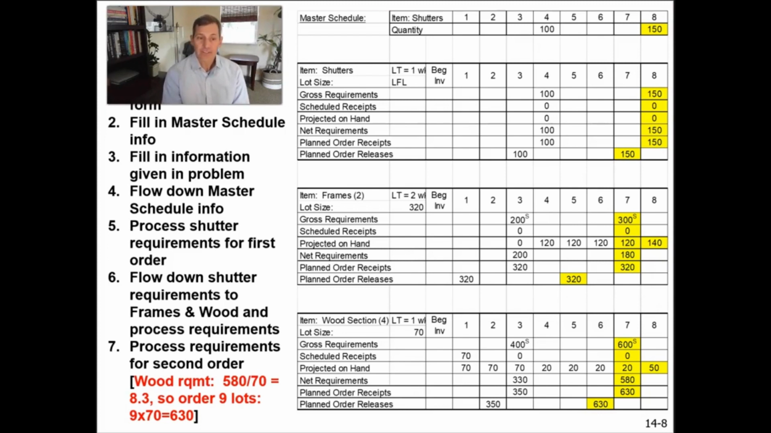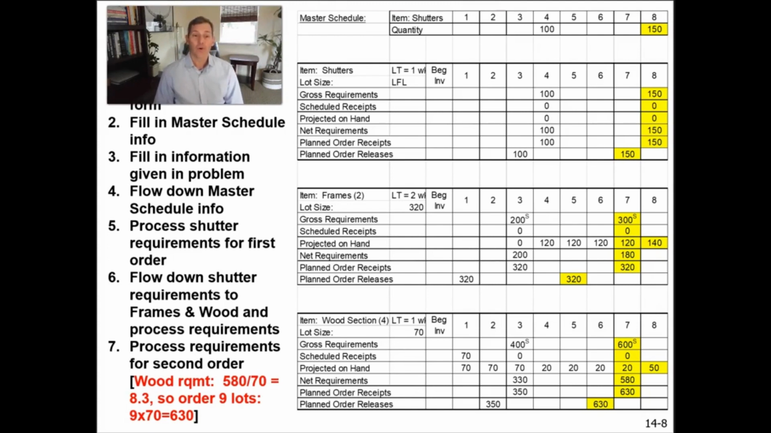Again, the difference with lot sizes is that many times you will have on-hand inventory. So for our gross requirements of 100 in week 4, we needed 200 frames, but we got 320 of them, which means we had 120 left over. They were left over in week 4. They sat there in week 5. They sat there again for week 6 because there was no requirements to use them up. In week 7, those 120 frames that were sitting in inventory finally got used.